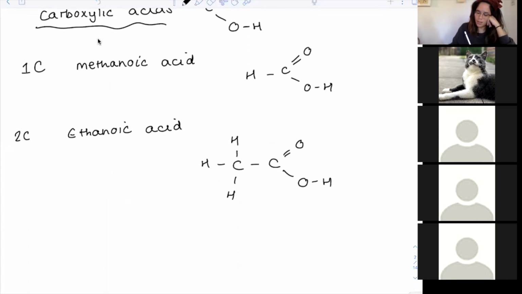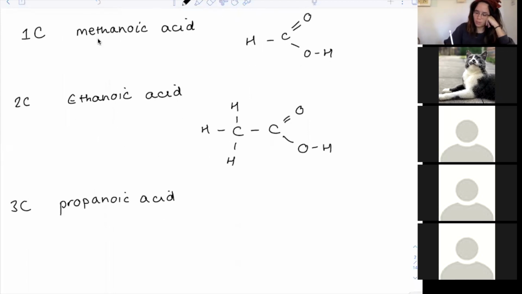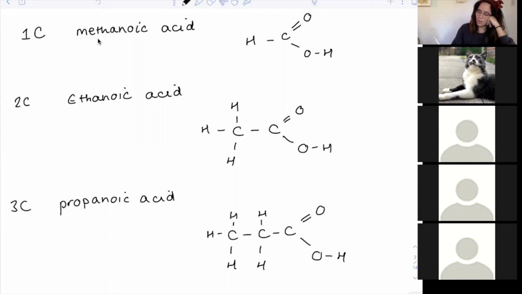Moving on to 3 carbons now. Monkeys eat peanut butter, propanoic acid. Three carbons in a row. There's our all-important functional group. And now I'm completing the molecule. And there is propanoic acid.